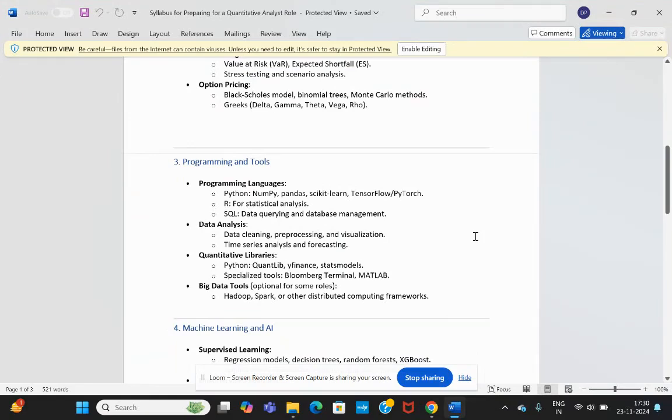Then we will move to the third topic, which is related to programming and tools. In programming languages, I will teach you Python's applications, such as the Python libraries NumPy, Pandas, Scikit-learn, TensorFlow, and PyTorch. Also R for statistical analysis, and how to write SQL queries. I will give you the basics of SQL, which we use for data querying and database management.